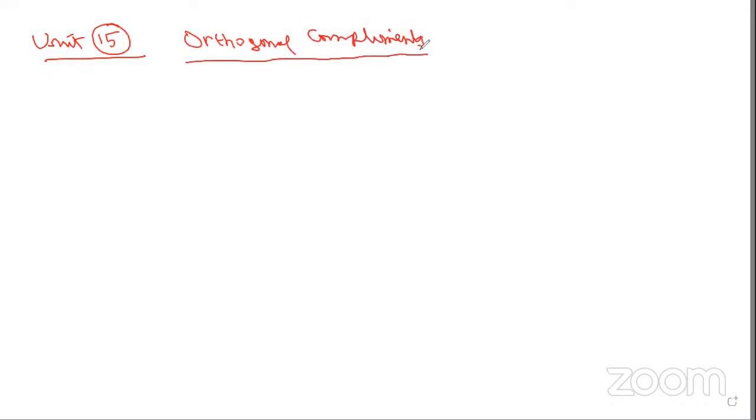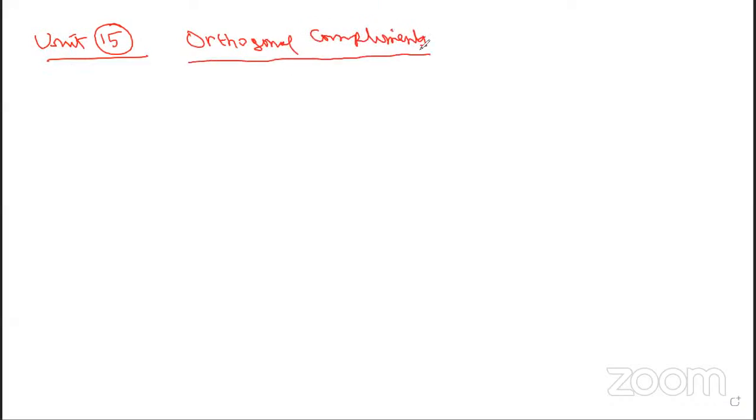So today we are discussing Unit 15: Orthogonal complements. 15.3.1. Definition.